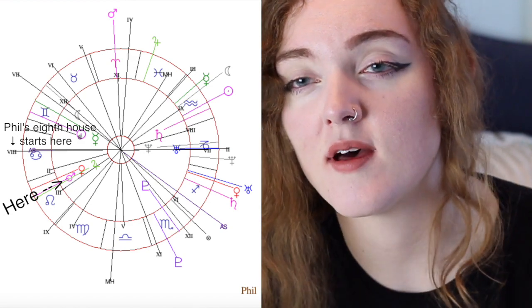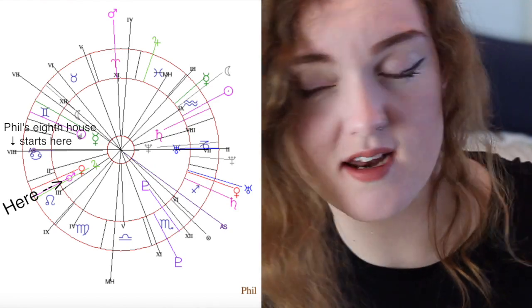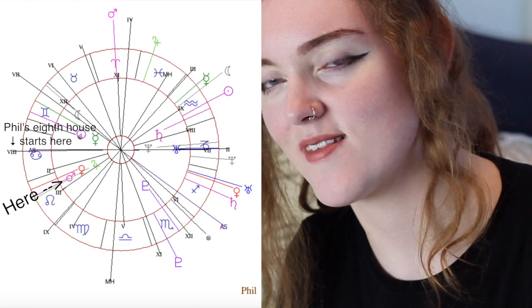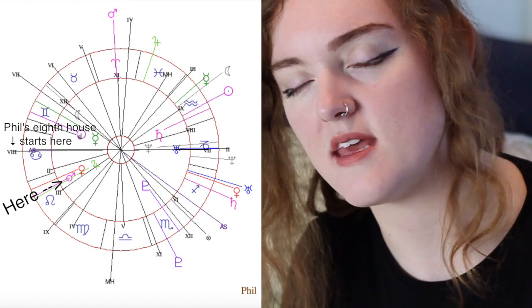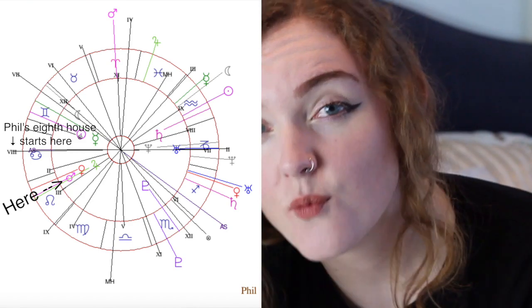An easy way to remember the different signs and houses is to remember that certain gods represent each one. So like Venus is Venus, the goddess. So she's all like beauty and stuff. Mars is the planet of drive because Mars was all about violence and war.